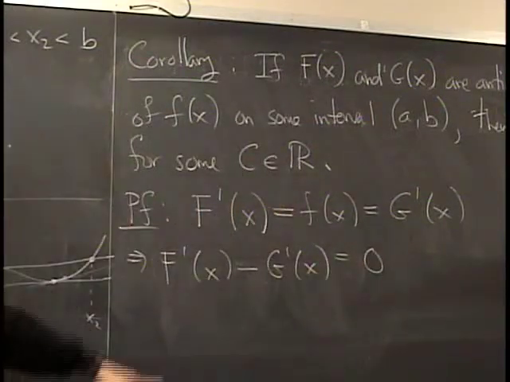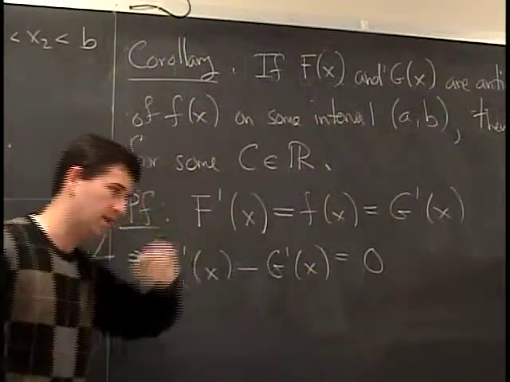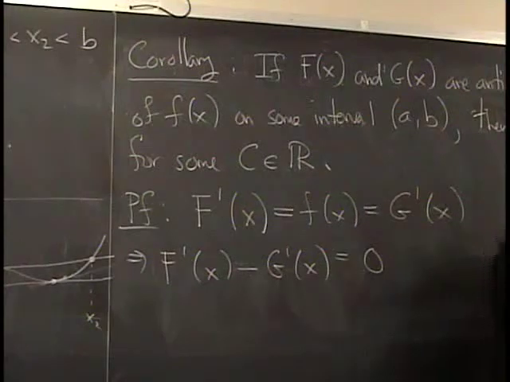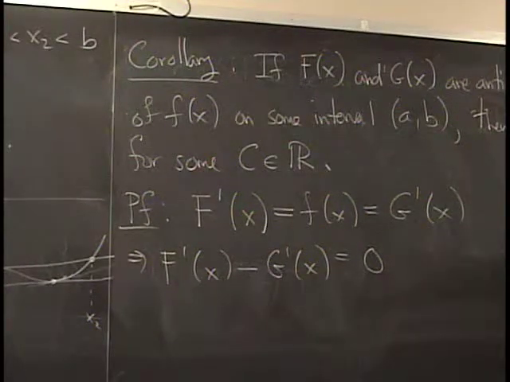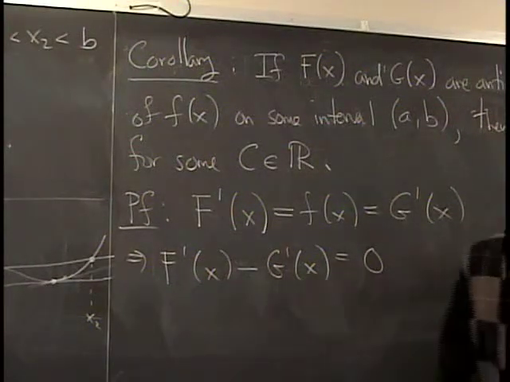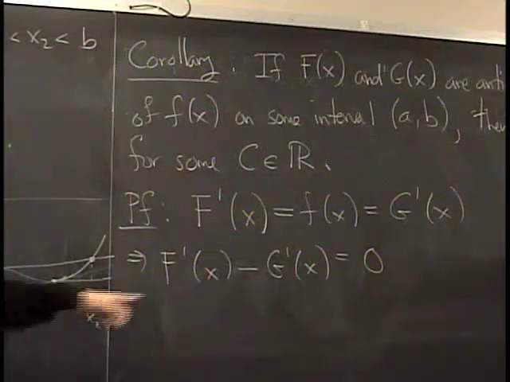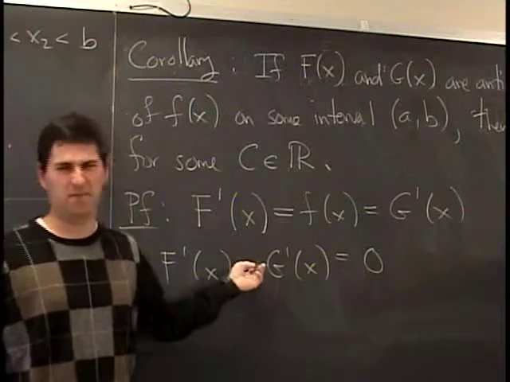Okay, so if I take F prime of x minus G prime of x, I get 0. But you remember what we said? The derivative is a really nice function. Why is it nice? Because it's linear, right? It breaks up over sums, right? You can pull out constants. Well, here I have a sum. Looks like it's different, but it's a sum.